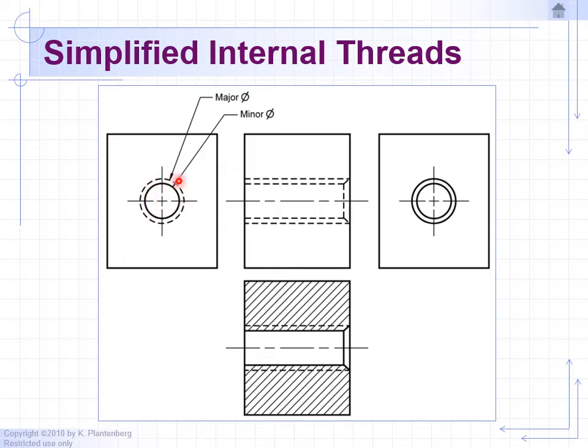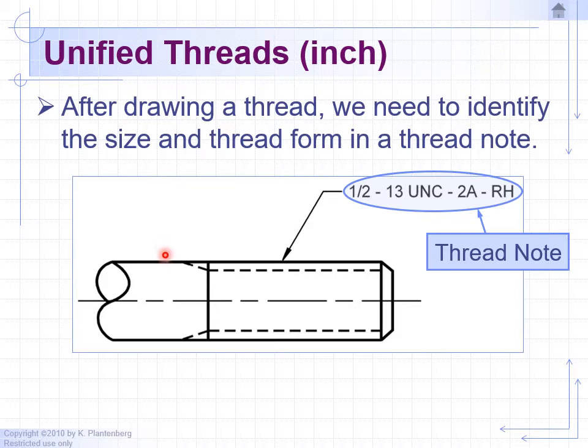From this view, again, we have a block with a tapped hole, as you can see. You would draw a solid object line or circle for the minor diameter, and a dashed line for the major diameter, and that would represent the crest and the root of the threads. Okay, so let's take a look at an example again of threads. This is the simplified version.